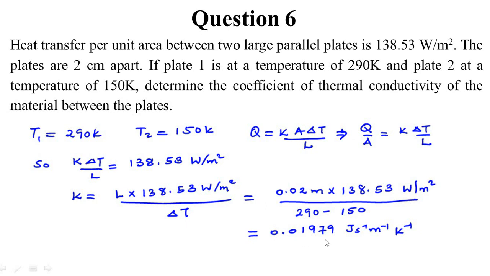You'll end up with 0.01979 joules per second per meter per Kelvin as the coefficient of thermal conductivity. Remember, it's normally referred to as a rate. That's why you see this aspect of time in your result as your units.